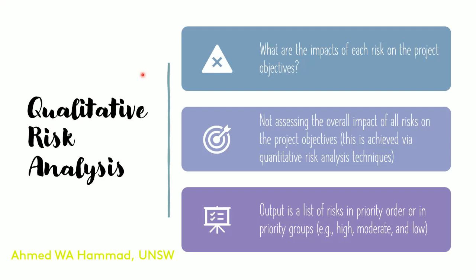The output, when we're looking at a qualitative risk analysis, will give us a list of risks in priority order. So we'd have risks classified as high, moderate, and low.